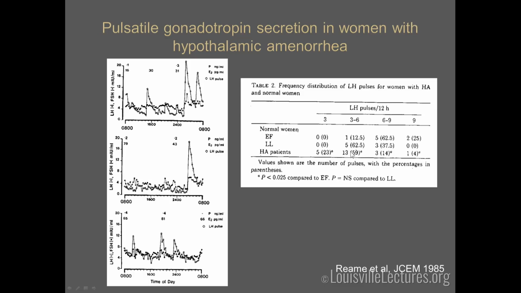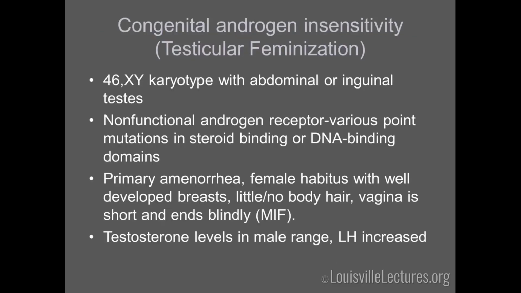So there's a disturbance in the GnRH pulse generator, somehow connected to stress and weight loss, which results in this syndrome. I wanted to mention this explanation for primary amenorrhea, congenital androgen insensitivity, which we used to call testicular feminization. It is an XY karyotype. The individuals have testes, but their androgen receptors don't work, and there are various mutations in the steroid binding or DNA binding domain. And of course, they have primary amenorrhea because they have testes and no uterus.